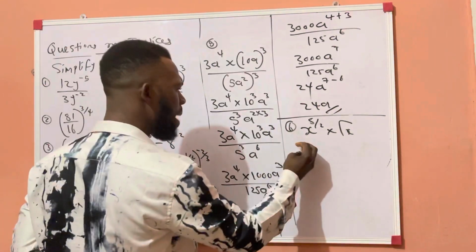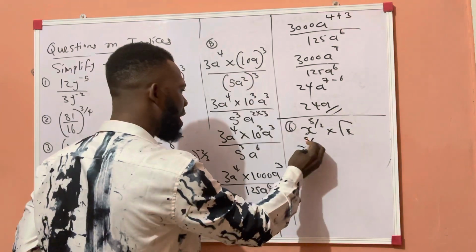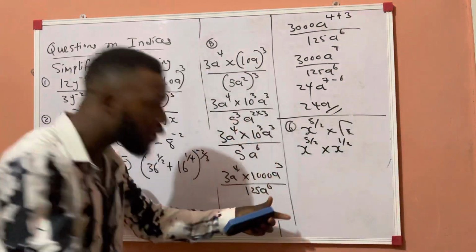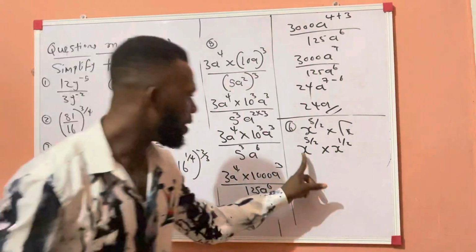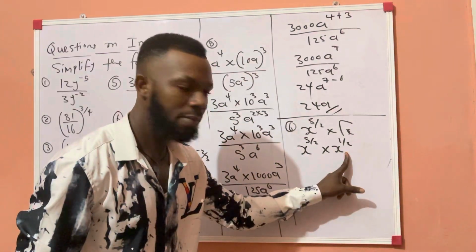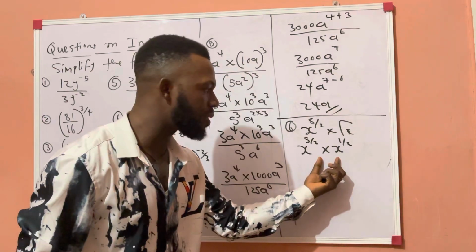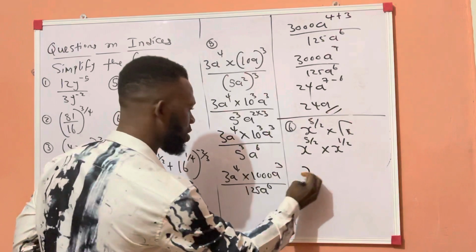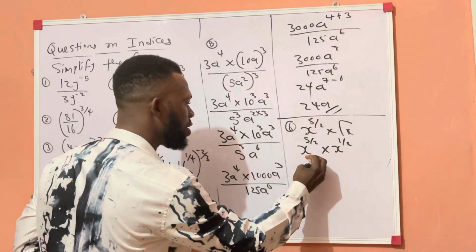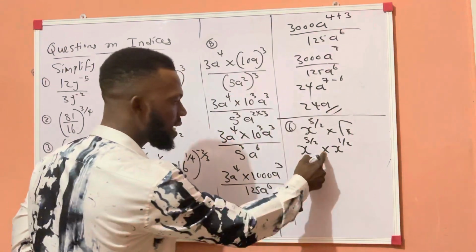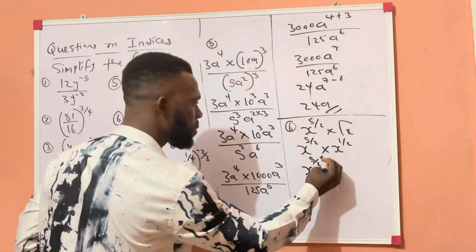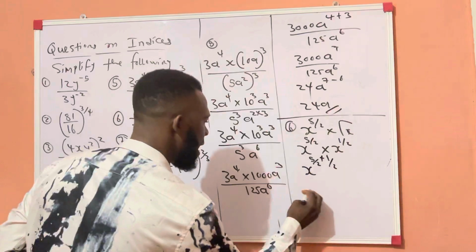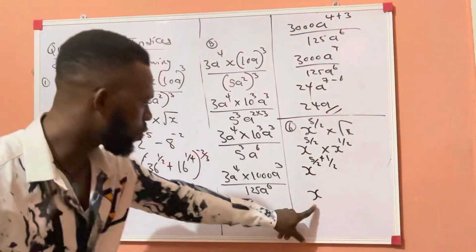So automatically, this becomes x raised to the power 5 over 2 times x raised to the power 1 over 2. Now, the base is x, the base is x. They are the same, and we are multiplying. And I said when you multiply, multiplication becomes addition. So automatically, I pick one of the base, x. Now my first power is 5 over 2. Now times becomes plus. What's the next power? 1 over 2. Now, it becomes x raised to the power of 5 over 2 plus 1 over 2.